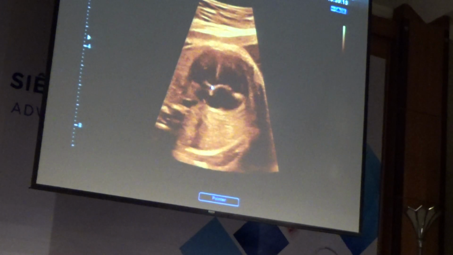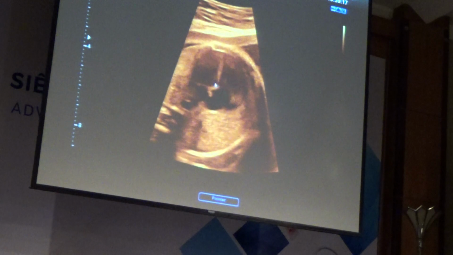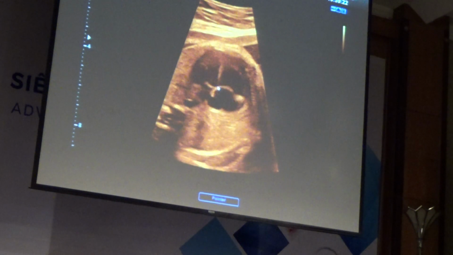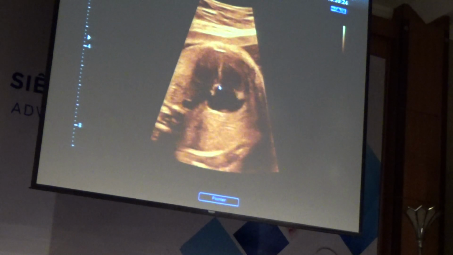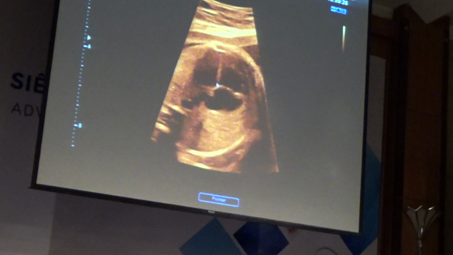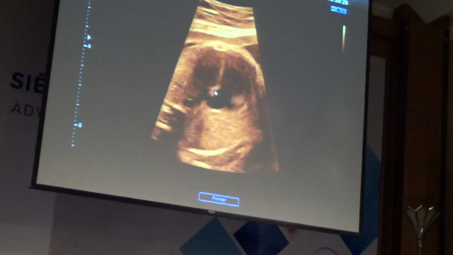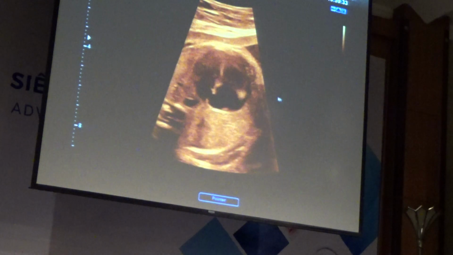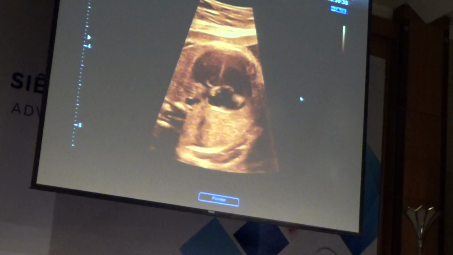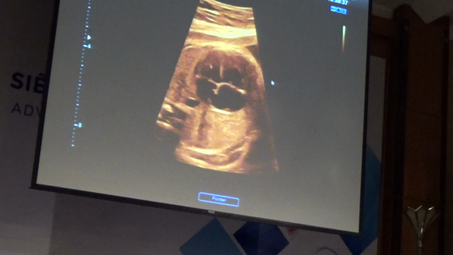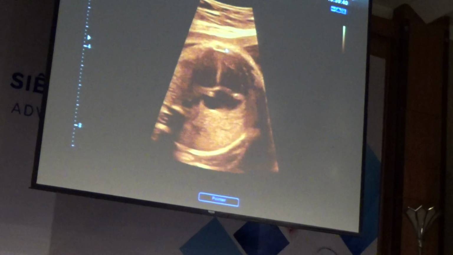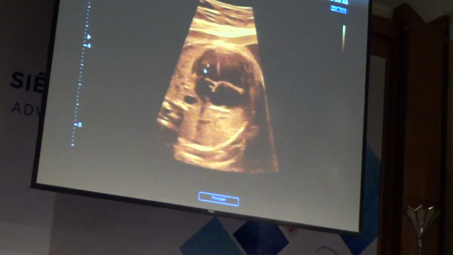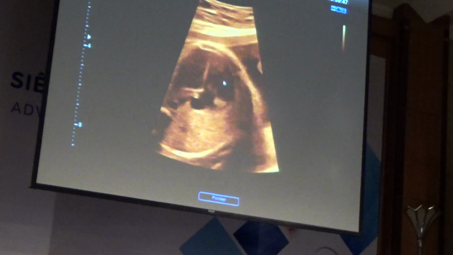Here's the crux of the heart. But notice, it looks like there's a VSD here. But that's because I'm parallel. This crux looks okay, but I want to look from over here. But for now, I can see the heart size is normal, the function is normal, the mitral valve, tricuspid valve look normal.